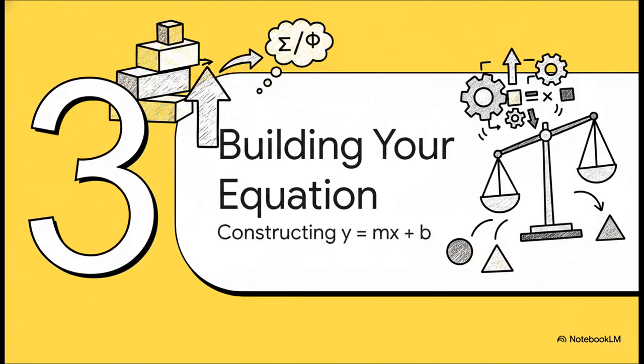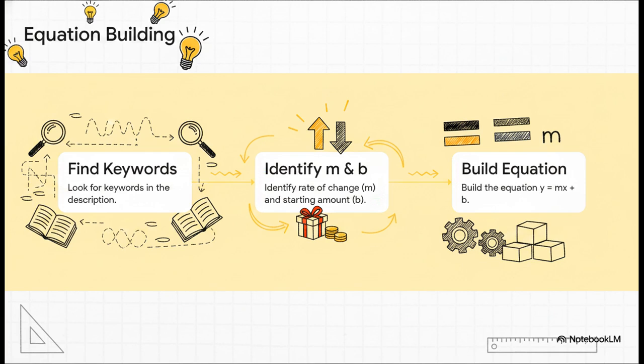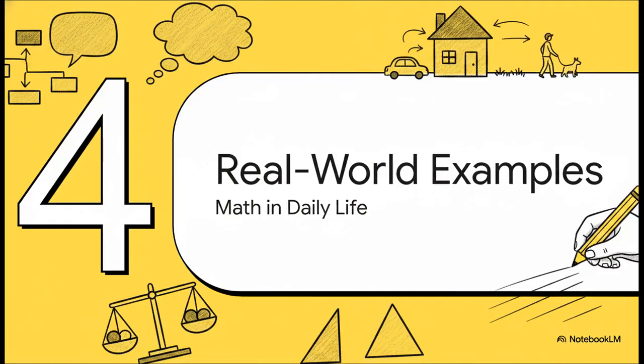Section 3. Building your equation. So it's time to take our decoded words and actually build something powerful with them. Here are your 3 straightforward steps, and I promise you it is completely unintimidating. Step 1, just look for those keywords in the description. Step 2, identify your rate of change, your m, and your starting amount, your b. Step 3, build the equation. Just take those numbers and drop them right into the classic slope-intercept form, y equals mx plus b. That is really all there is to it. Let's move to Section 4, real-world examples, and see how this builds.